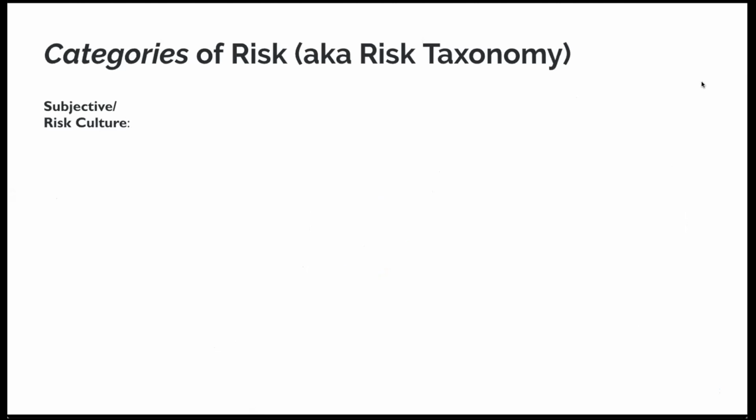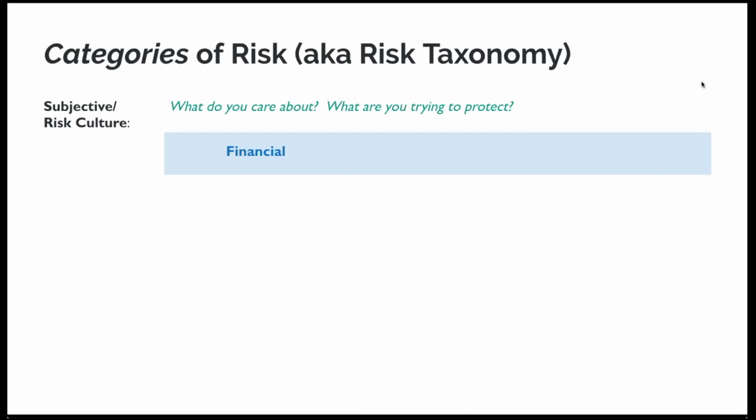Beyond this initial distinction between subjective versus objective risk, we can then, under each of those, have many different categories of risk. So which types of risks are we talking about? On the subjective, the risk culture side of things, figuring out what this risk taxonomy might look like is sort of answering these questions. Well, what do you care about and what are you trying to protect? And this, of course, could include financial, right? What is your risk tolerance in terms of financial risk, i.e. how willing are you to lose money?